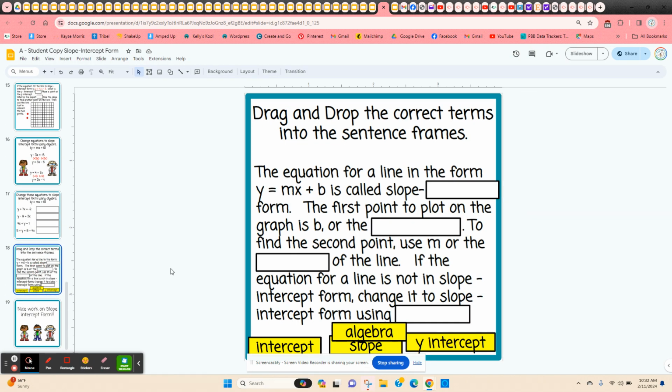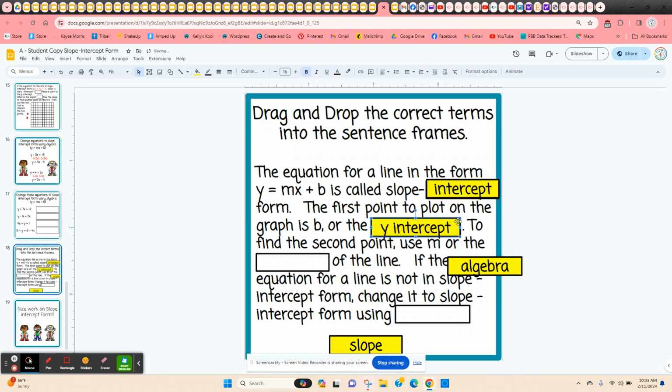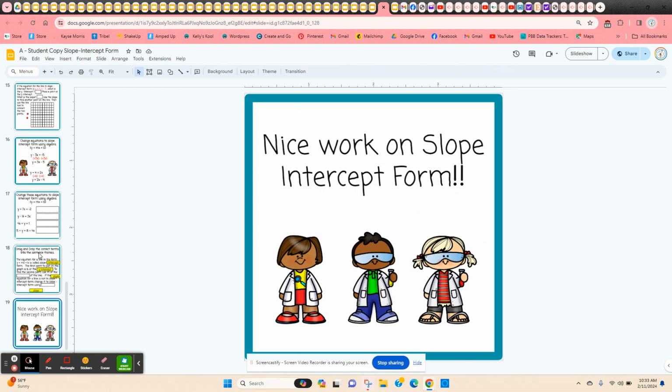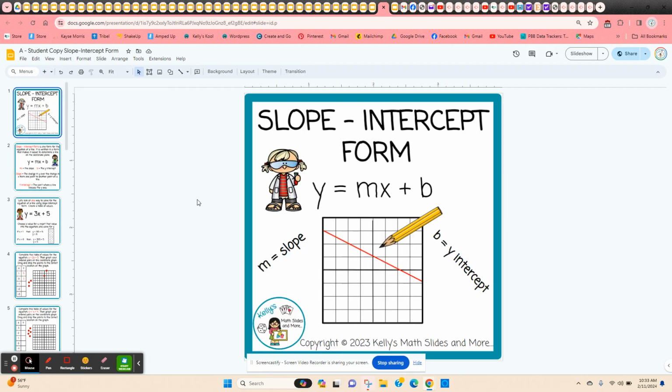Now on the final slide, they've got some drag and drop terms, and they're going to move them into place, into the correct place in the sentence frames. So slope-intercept form. The first point to plot is b, or the y-intercept, and so on. And that's just a review of what they've just done. Final slide, nice work on slope-intercept form. So that is a digital lesson, slope-intercept form.